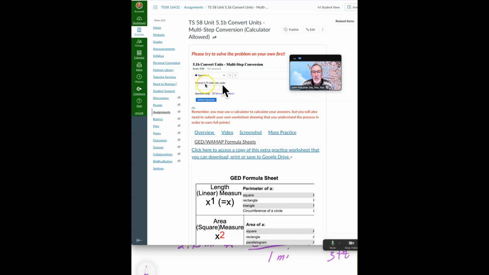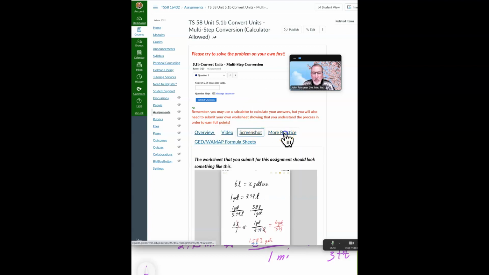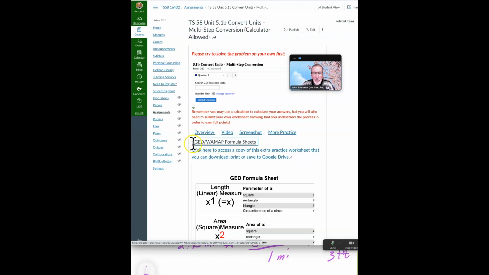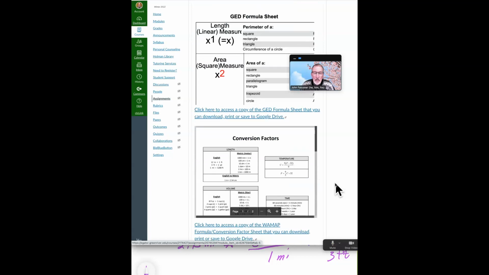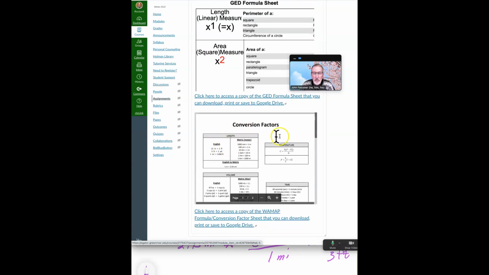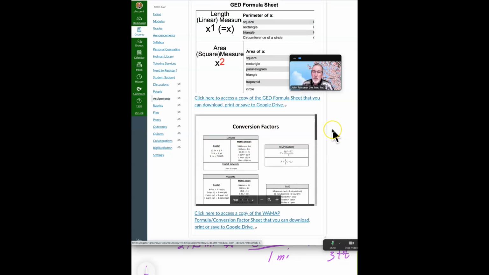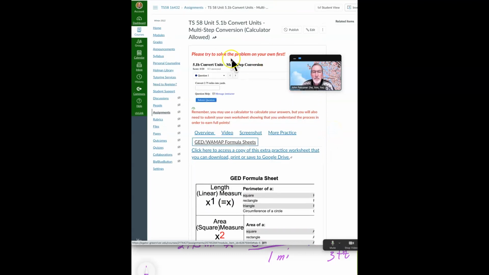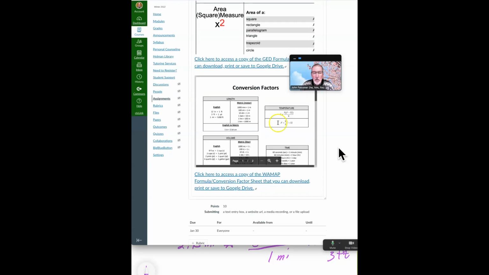So when there's a conversion involved, WAMAP has a formula sheet you can use. You've got these tabs here. Click on this last one, which has the GED formula sheet as well as WAMAP formula sheets. So we have conversion factors here, and in this problem we're going to do a multi-step conversion, because we know how many feet are in a mile, and we know how many yards are in a foot, but we don't have a direct way to go from miles to yards. So we're going to use two of these.